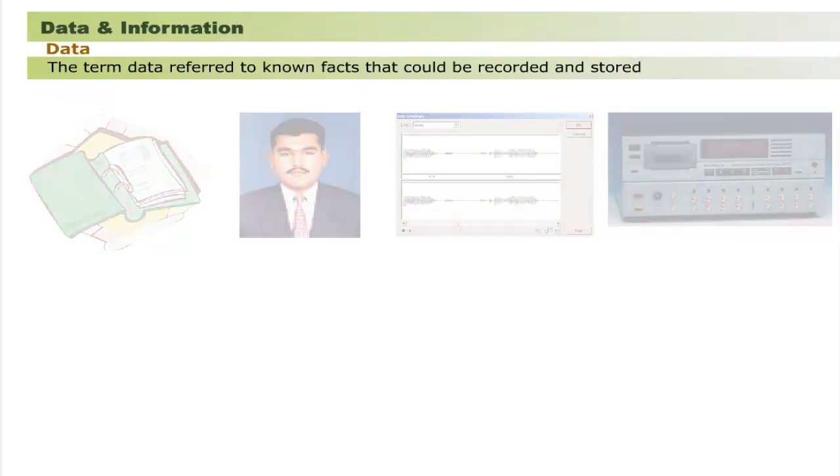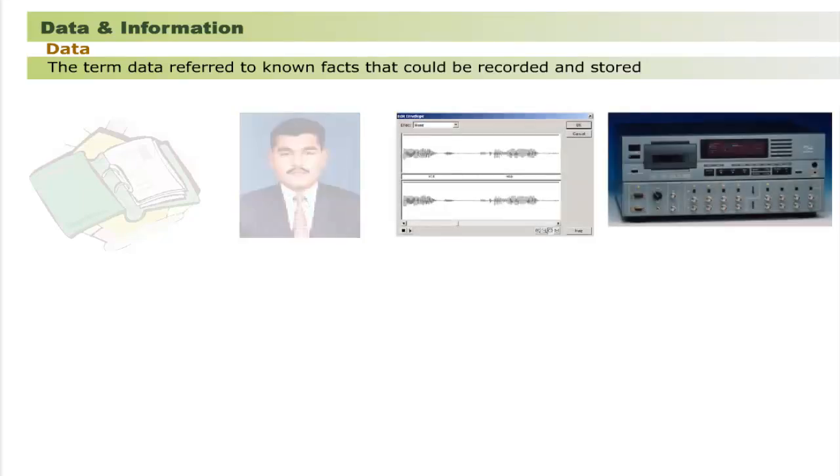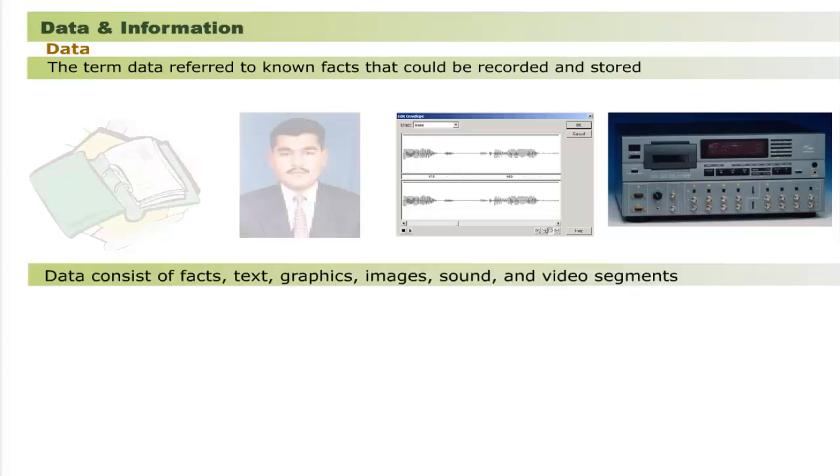For example, the salesperson's database might include a photo image of the customer contact. It might also include a sound recording or video clip of the most recent conversation with the customer. To reflect this reality, we use the following broadened definition. Data consists of facts, text, graphics, images, sound, and video segments that have meaning in the user's environment.